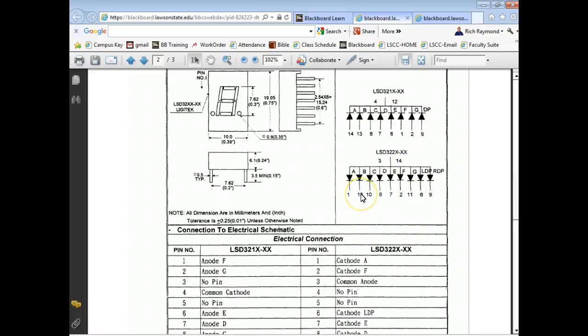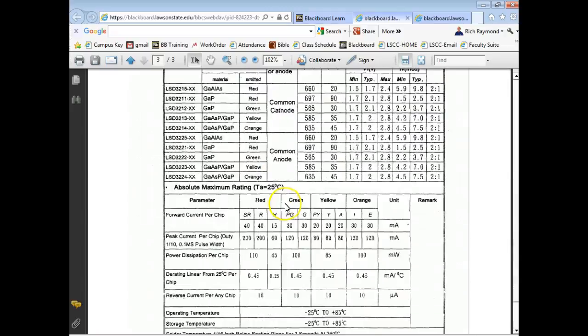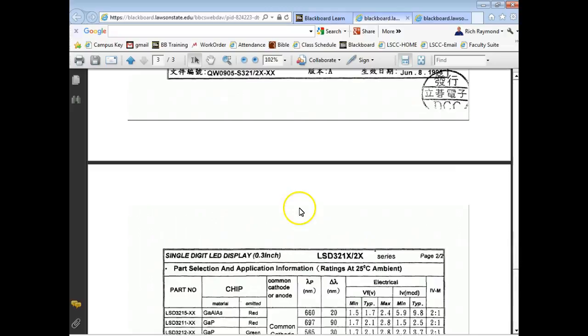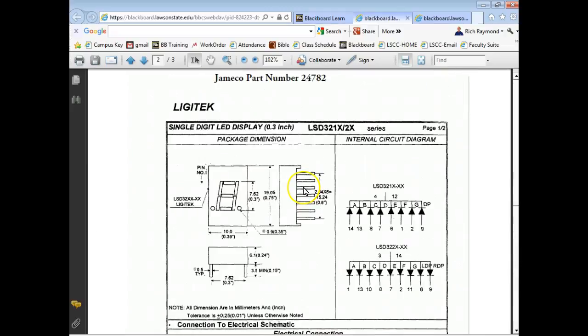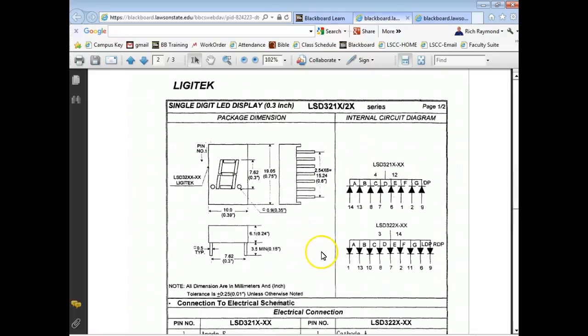So 1 is A, 13. So you can still use these, right? 1 is A, 13. Does it have a 10 on there? 10 is what? C. Let's look. Wait, that's not going to do us any good. Hold on a second. It's going to work. But notice it's laid out just like a 14-pin deal, but it's got some pins missing.